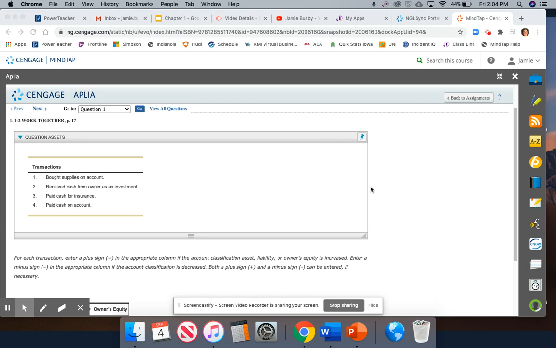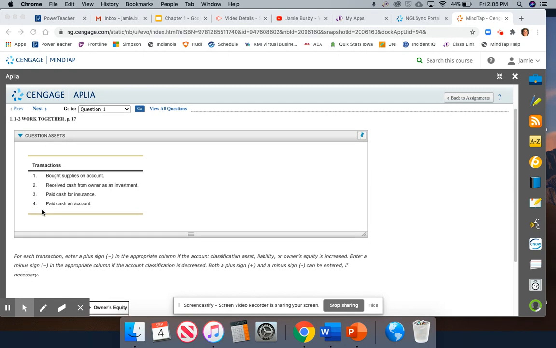Looking at the 1-2 work together, we are going to complete 4 different transactions, and we are not even going to be looking at dollar amounts like $200, $500 like we did in our PowerPoint. We're just looking at whether it's a positive or an increase or a negative sign to indicate a decrease in the account. So we are going to, first transaction, we bought supplies on account.